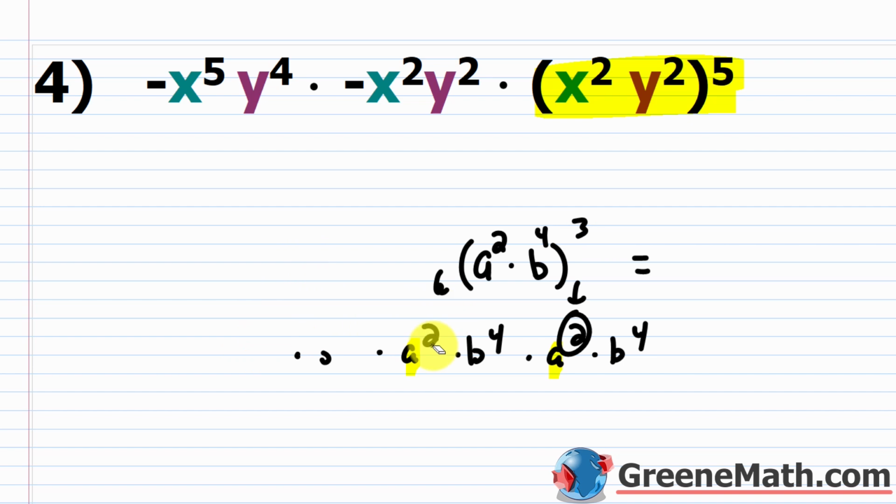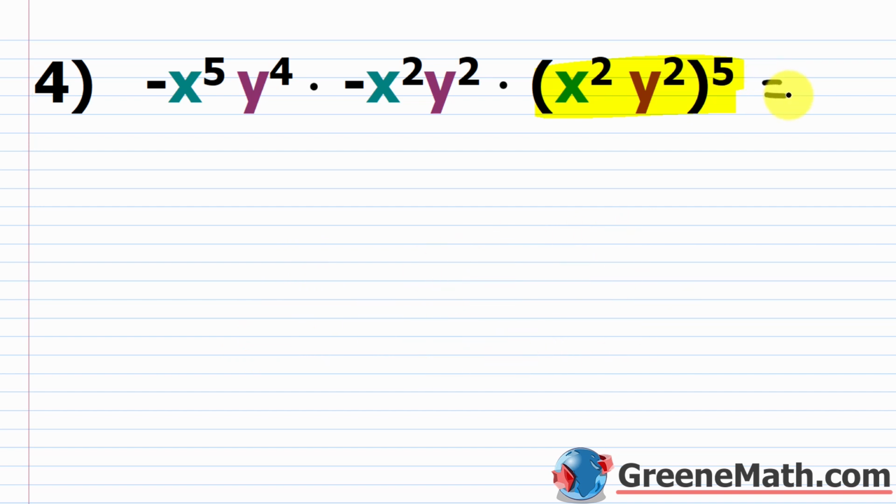Okay, so that's our rule for this guy. So to apply it here, I'm going to have x squared raised to the 5th power. So x stays the same, and we multiply exponents. 2 times 5 is 10. And then for y squared raised to the 5th power, y stays the same, multiply exponents. 2 times 5 is 10.